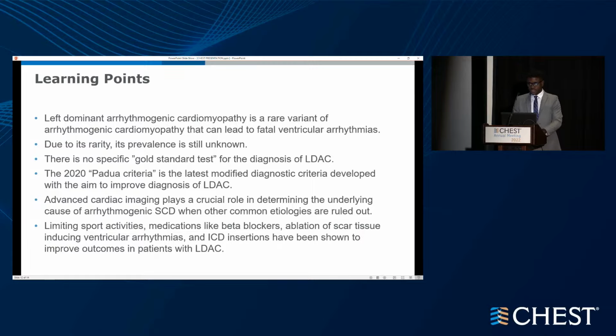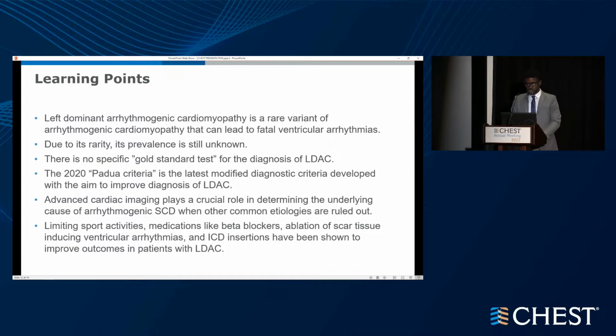Some of the learning points: LDAC is a rare variant of arrhythmogenic cardiomyopathy that can lead to fatal arrhythmias. Its prevalence is still unknown because it's rare, and there is no specific gold standard test. But there are diagnostic criteria that have been proposed by the Padua criteria. Cardiac MRI is very crucial in diagnosing this patient. Plus, if genetic testing is done, most of these mutations are in desmosomal proteins, which can point more towards left dominant arrhythmogenic cardiomyopathy.